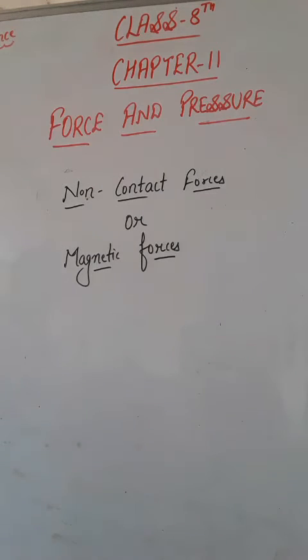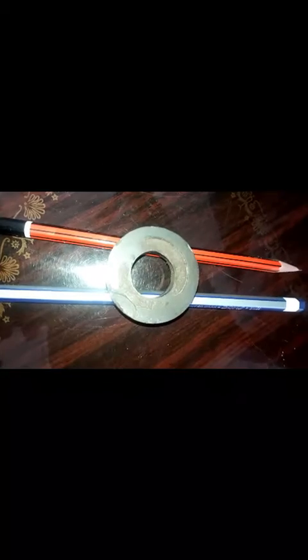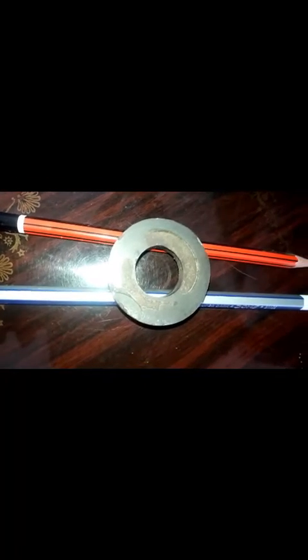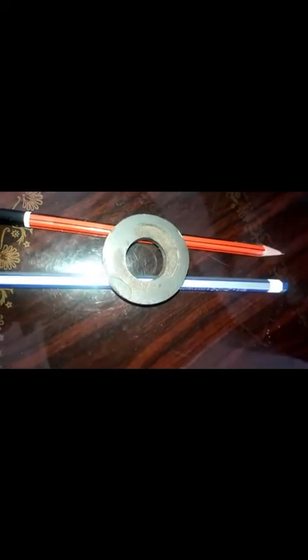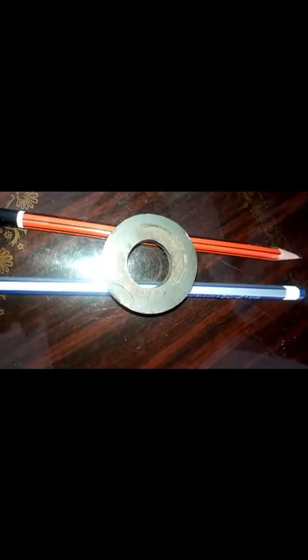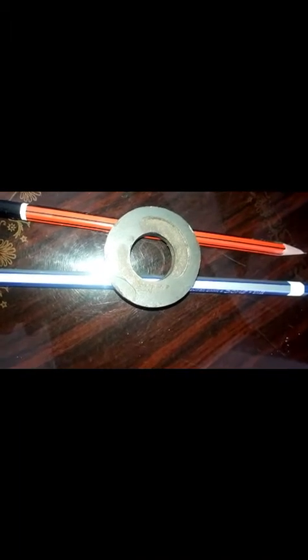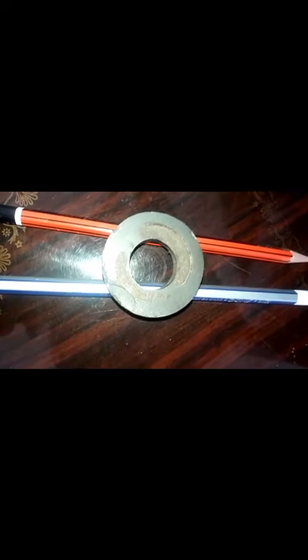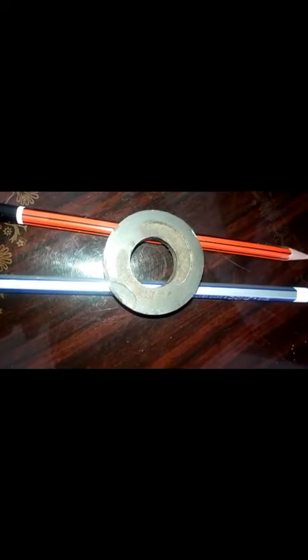Let's do an activity for that. To understand non-contact forces and magnetic forces, we are doing this activity. Here I have two magnets, and I am placing one magnet on two pencils. You know that a magnet has two poles. If we bring two magnets near each other, opposite poles attract each other and same poles repel each other.